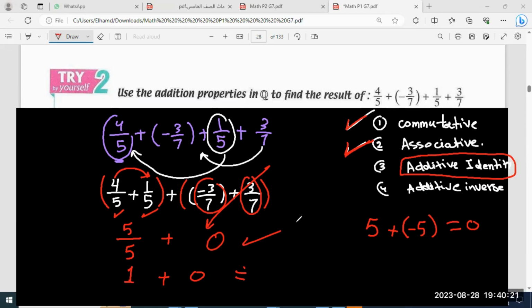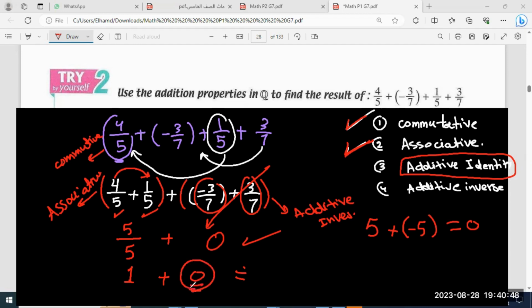So here in the first step I did commutative, and in the second one we do associative. And in the third one, when I add negative 3 over 7 with 3 over 7, it gives me 0. This is an additive inverse. And when we add 4 over 5 plus 1 over 5, we get 1, plus 0, and I use the 0 as the additive identity. This is the additive identity.